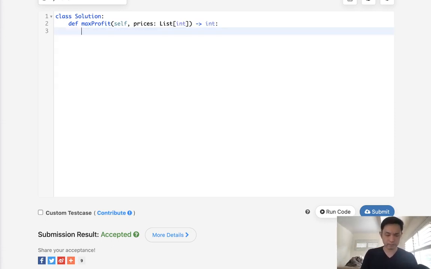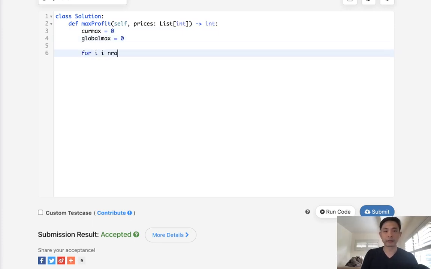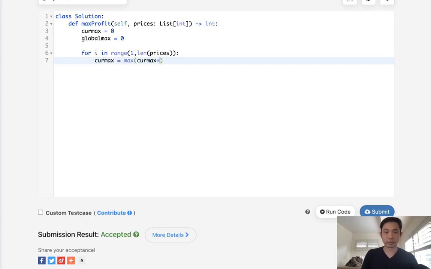So to do that, we could have two variables. We'll call it current max, and we'll have the global max. And both of these will be 0. Now what we're going to do is say for i in range, start at the second element to the length of prices. We're going to first check, okay, what's the current max amount that we can make? And that's going to be the max of cur max, since we're building this incrementally, and prices[i] minus the previous price, minus prices[i - 1].